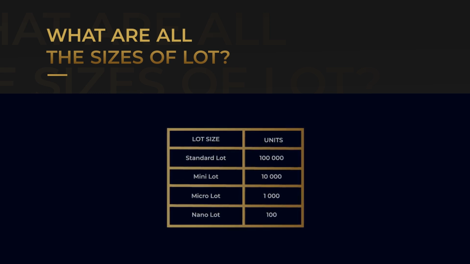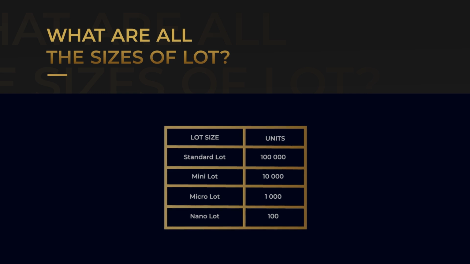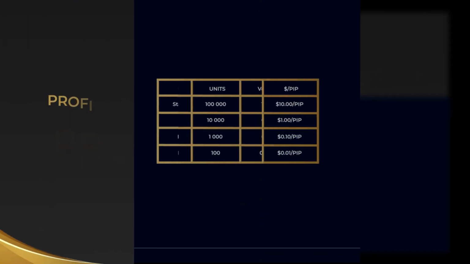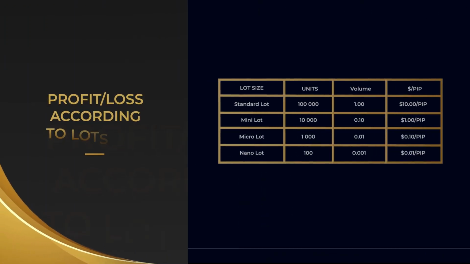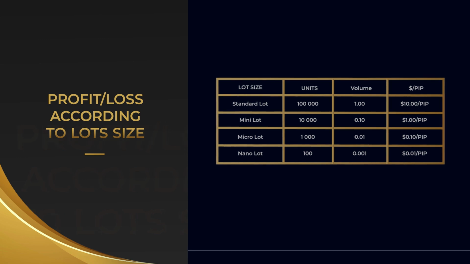You will not be able to take 10 units in the Forex markets. You will take directly lots of a certain size corresponding to a certain number of units. On this chart, you can see the profits or losses you will generate according to the size of lots you are going to take. For standard lots, with 100,000 units, you earn €10 per pip.